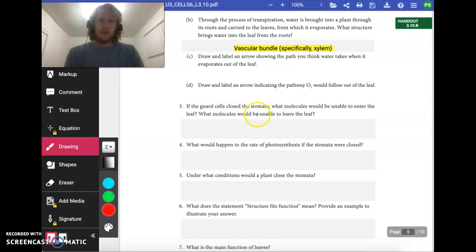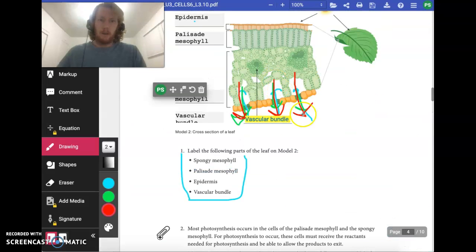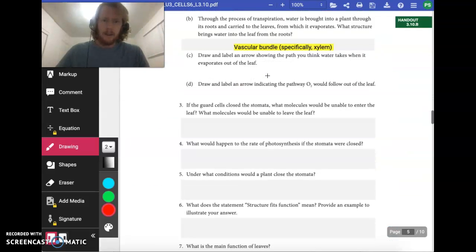If the guard cells close the stomata, the plural for stoma, what molecules would be unable to enter the leaf? What molecules would be unable to leave, right? So we have CO2 entering, right? So if they're closed, CO2 can't get in. We have water and oxygen exiting, so they would not be able to leave.